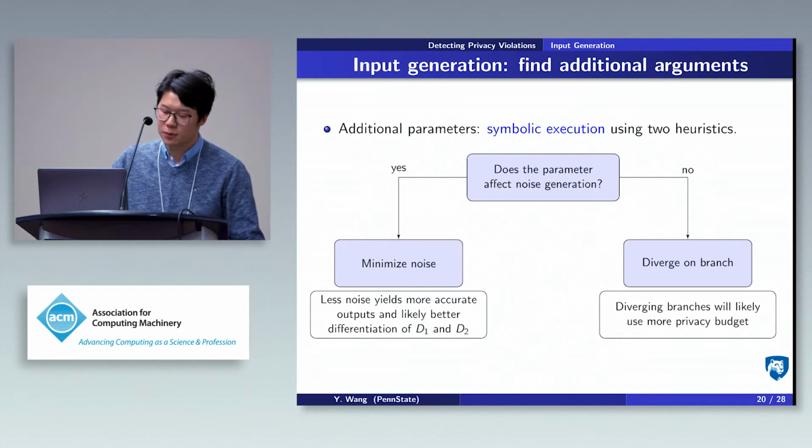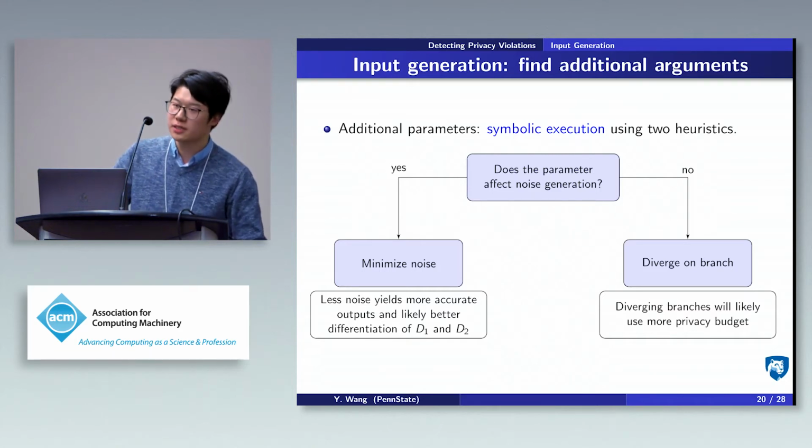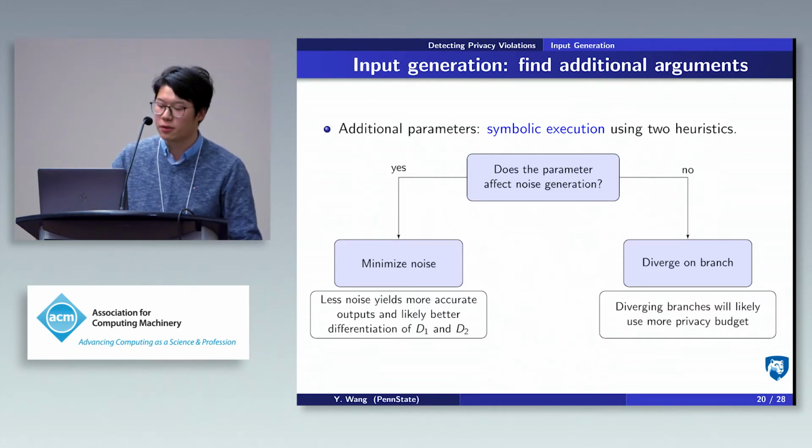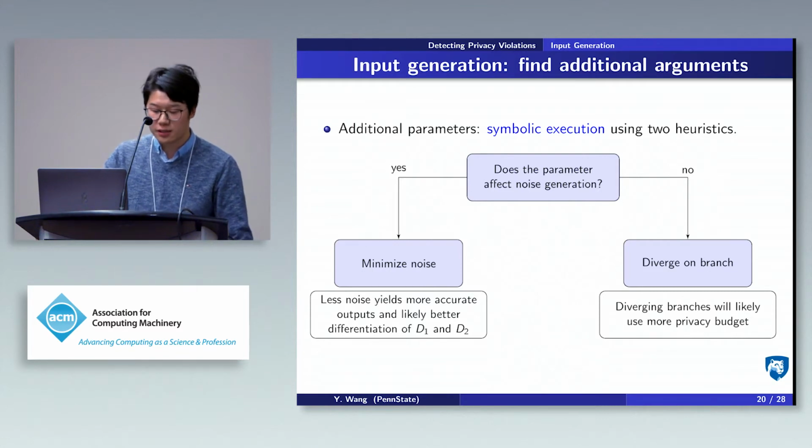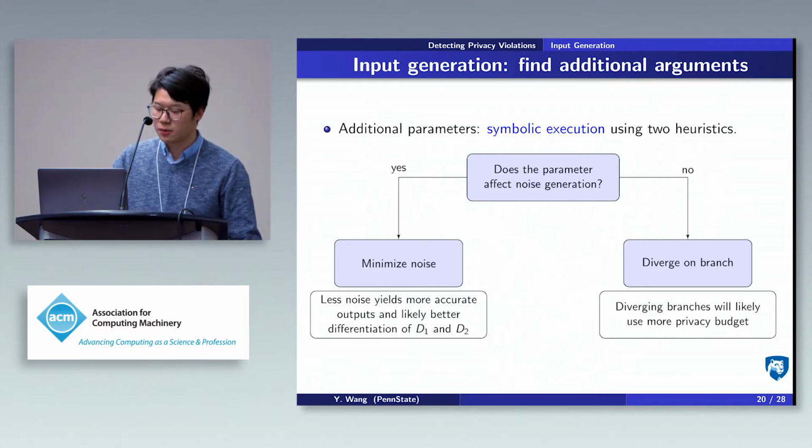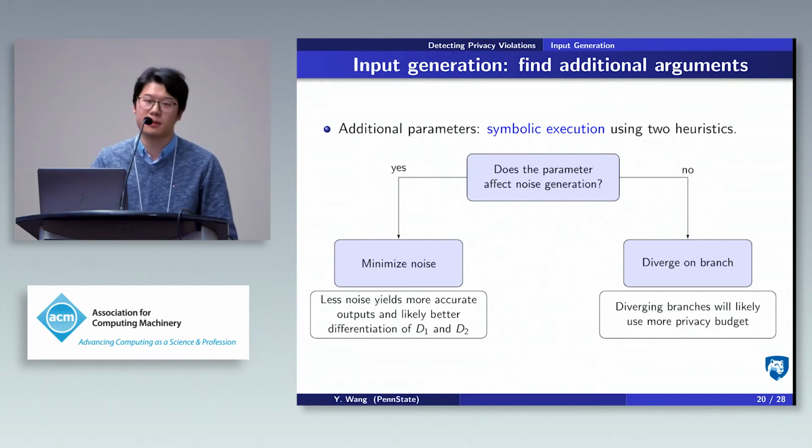So to find suitable additional arguments, we adopt state-of-the-art symbolic execution with 2 heuristics. If the arguments affect noise generation, we try to minimize the noise, since less noise yields more accurate outputs and a likely better differentiation of D1 and D2. If not, we try to maximize the number of divergent branches, since divergent branches will likely use more privacy budget. With this, we can get answers from the symbolic execution about the possible values of the additional arguments. We then provide these arguments along with the database pairs.